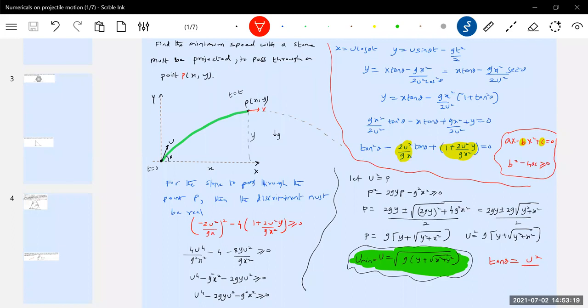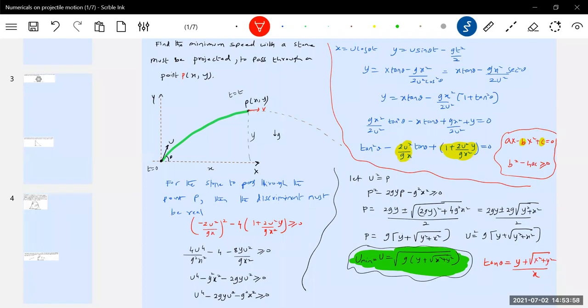Again, similarly, we have to derive the equation. I'll directly write this one. Already we derived this, no? Let me write it directly. Similarly, the theta will also be: tan theta equal to u square plus or minus root of, this will be y plus, this root will be there, x square plus y square, divided by x. This is that condition for theta.